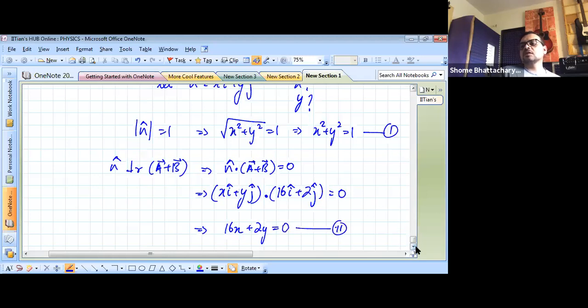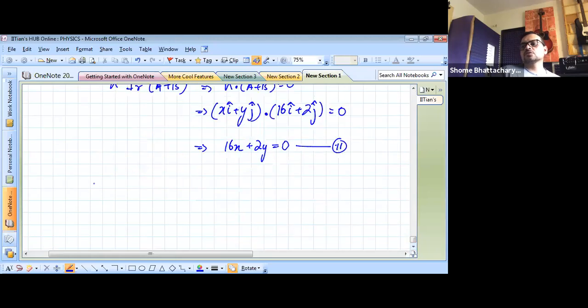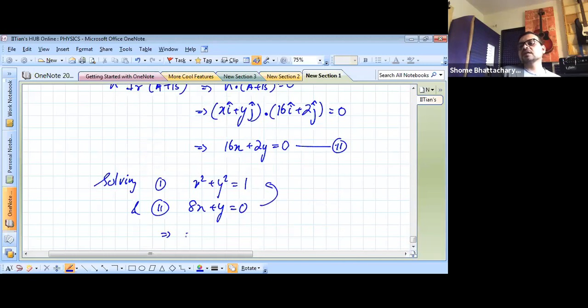So now we have to solve these two equations. Okay. So solving equation 1, which is that x square plus y square is equal to 1, and equation 2, which we can express as 8x plus y is equal to 0. So substitute this here. So we get x square plus y, which is how much? Minus 8x, the whole square, is equal to 1.